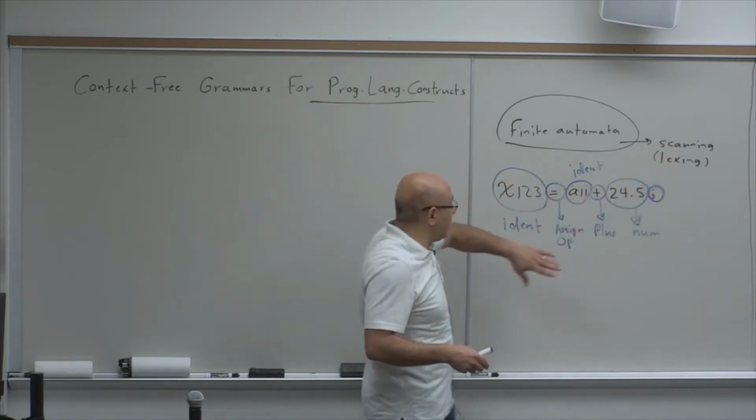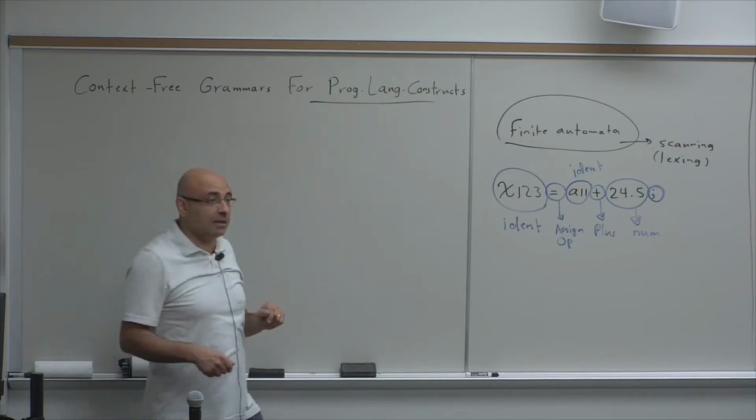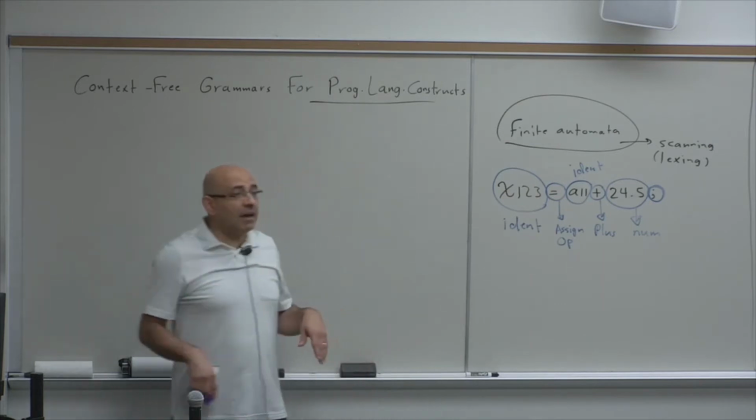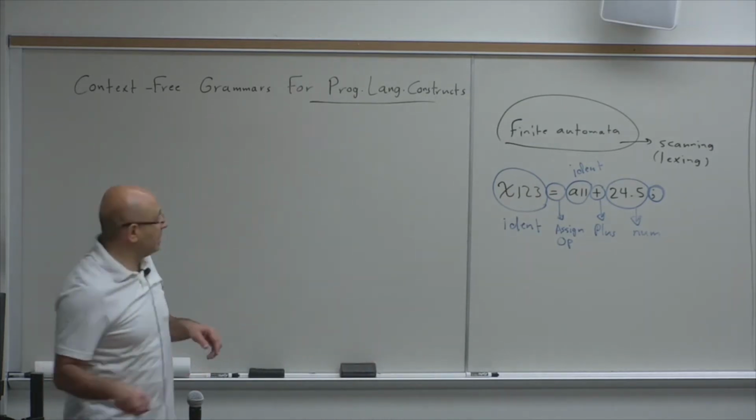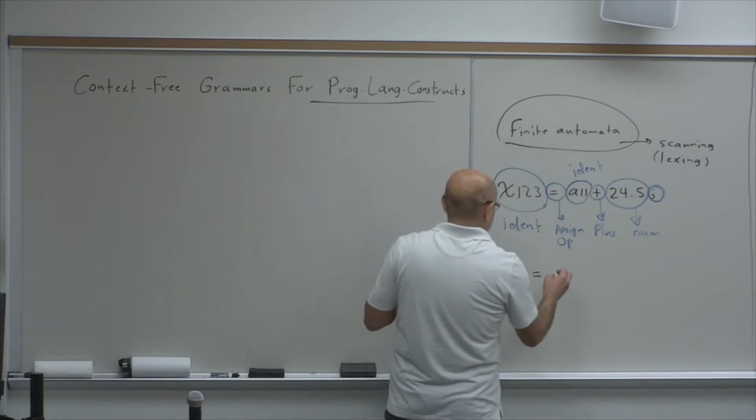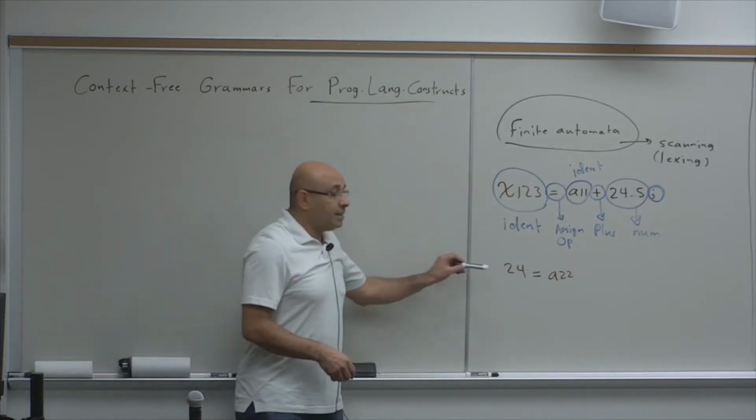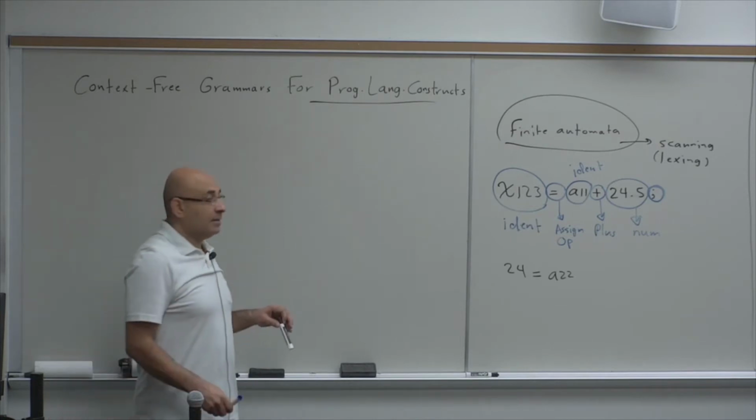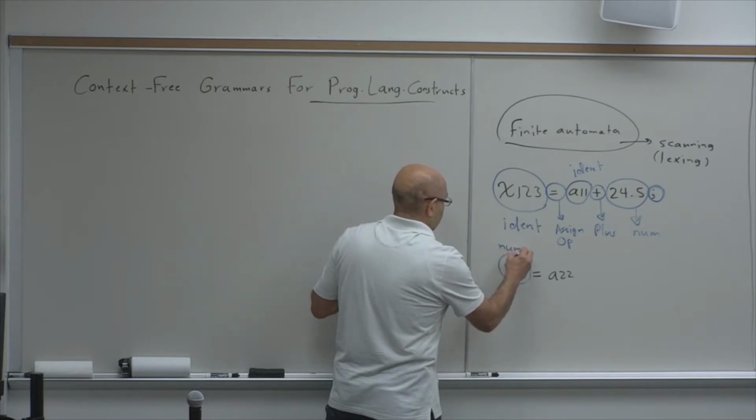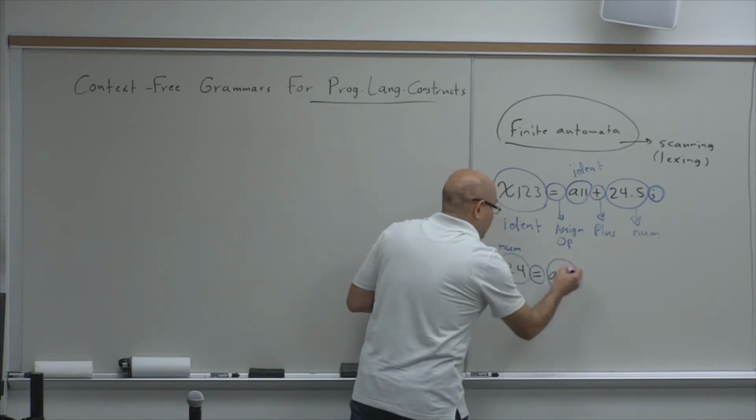This is only for the sake of dividing this program into tokens, but this is not enough, right? You can have a program that has valid tokens but invalid syntax, like something like 24 equals A22. So this consists of 3 valid tokens, but it's syntactically incorrect. So this is a number or an integer. This is an assignment operator. And this is an identifier.